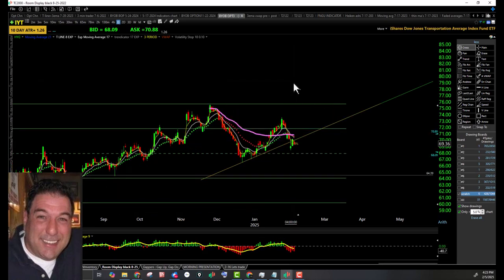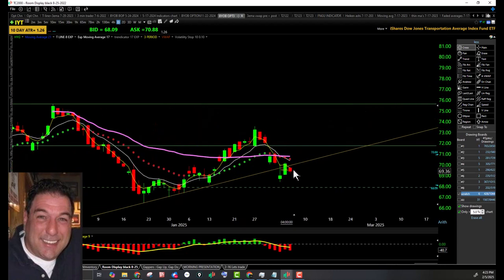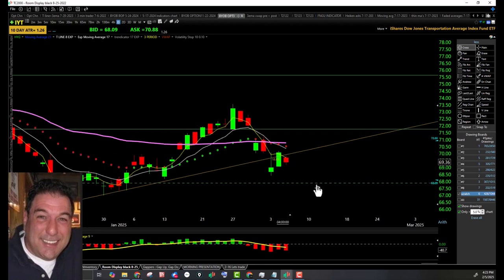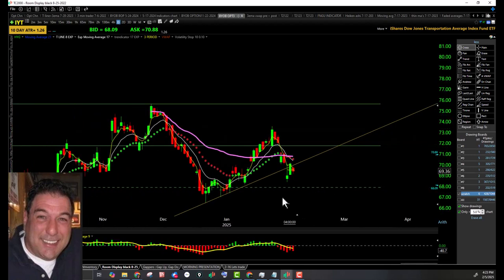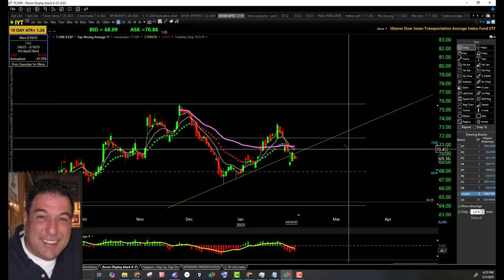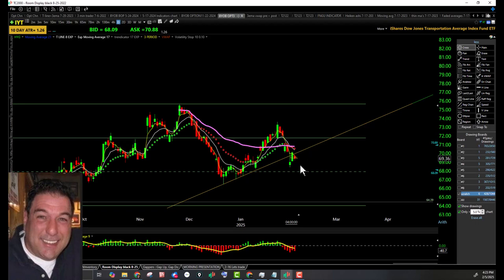IYT is the transports. Inside day, so lower high, higher low, closing underneath the bearish trap, all right? Underneath the 17, underneath the all-time high anchored VWAP, underneath the uptrend line, all right, and underneath the upper third, so just kind of neutral right through here.